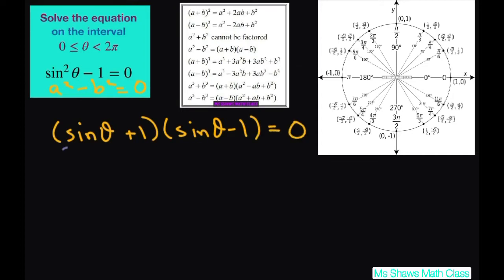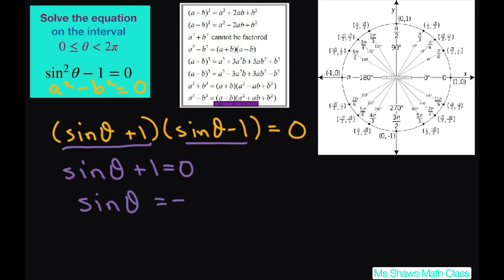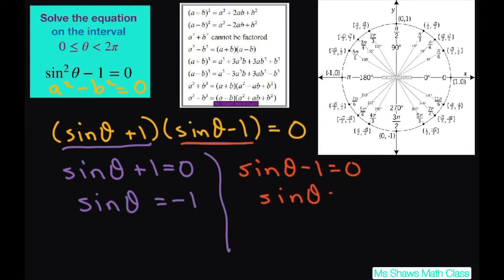Now you set each piece to 0. So you have sine of theta plus 1 equals 0. So sine of theta equals negative 1. And then for this one, you have sine of theta minus 1 equals 0. So sine of theta equals 1.